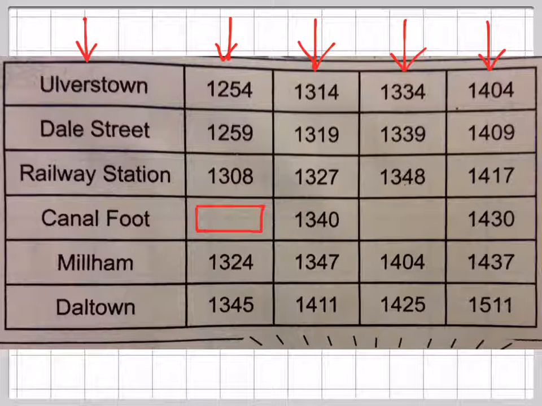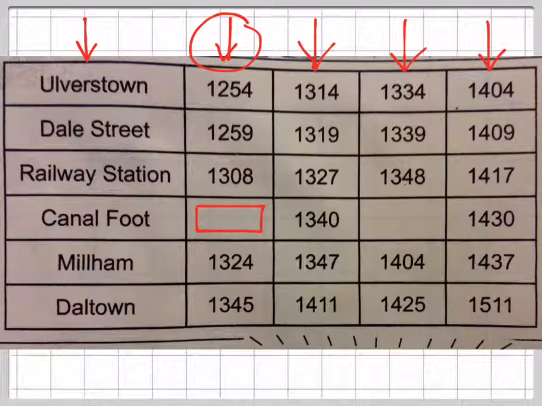So how to read it? What you could do is choose this bus here. It leaves Ulverston at 12:54. Remember, this is 24-hour clock, as you can notice later down that you've got some that have got more than 12 in the hour column. So it leaves Ulverston at 12:54, leaves Dale Street at 12:59, so that means about a 5-minute journey. Then it leaves railway station at 13:08, and it goes on past Canalford straight to Millom at 13:24. It finally arrives at Doletown at 13:45.